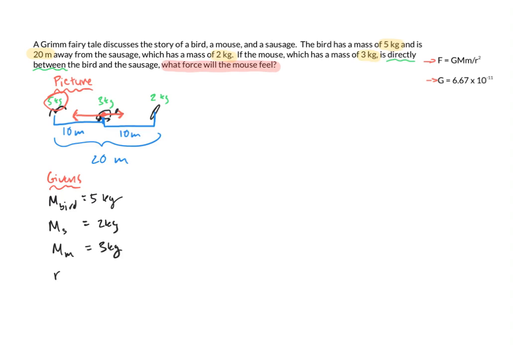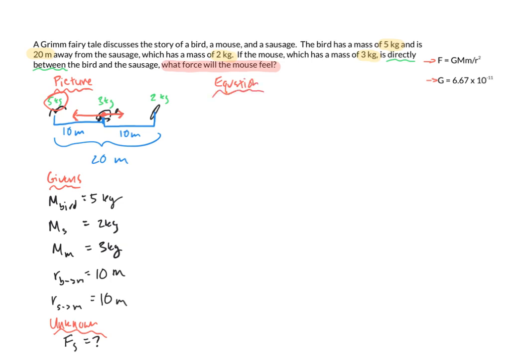We know the radius from the bird to the mouse is 10 meters. We know that the radius from the sausage to the mouse is also 10 meters. And that, folks, is all of our givens. And we have to know our unknown as well. Our unknown is going to be the total net force on the mouse. And so this is a couple of steps, because we need to remember, I'm going to write my equation.